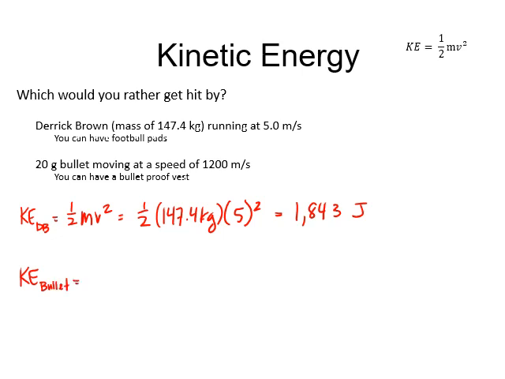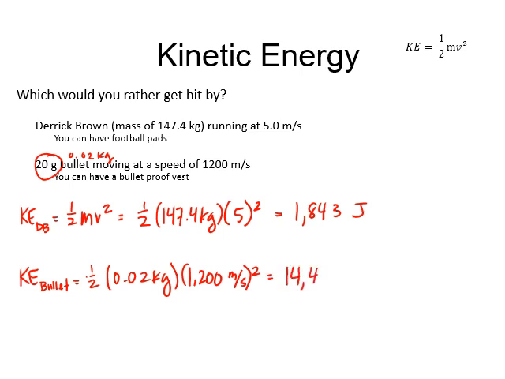Let's do the kinetic energy of our bullet. The first thing that I automatically see here is 20 grams. Grams is not something we're using in this formula. We have to convert that to kilograms. So that's going to be 0.02 kilograms. So 1/2 of the mass times the velocity squared. This is going to give us 14,400 joules.